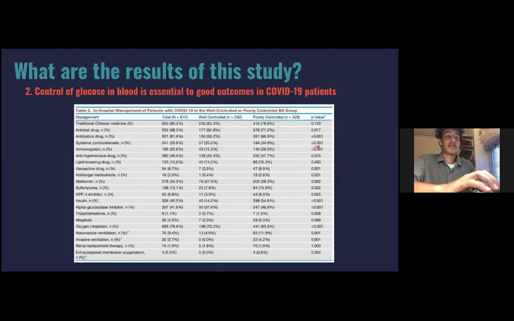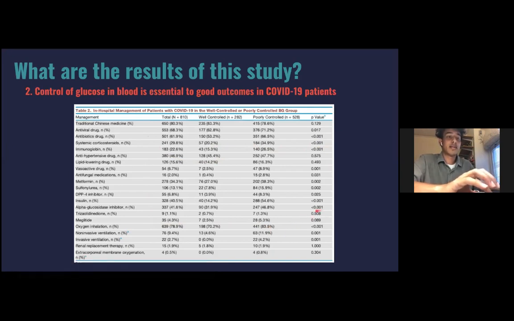And this result had a significant p-value of less than 0.1%, which means that this result was extremely significant. And this is true pretty much for all of these drugs. Some of them don't have the most significant p-value.